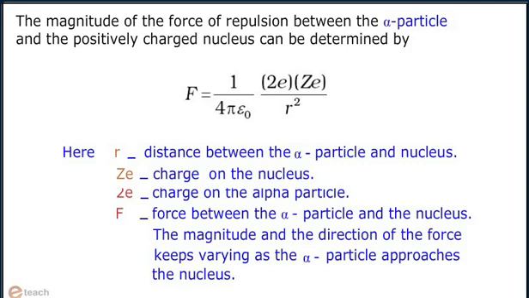Here r is the distance between the alpha particle and the nucleus. Ze is the charge on the nucleus. 2e is the charge on the alpha particle. F is the force between the alpha particle and the nucleus. The magnitude and the direction of the force keep varying as the alpha particle approaches.